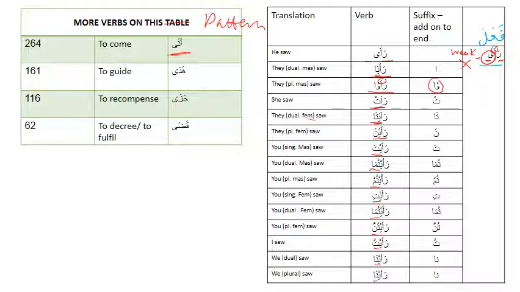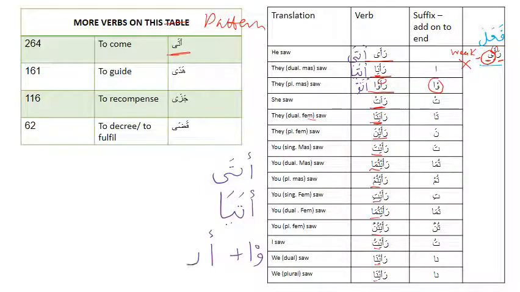Let's use another color, for example. It would just be ata, ataya, and then it would just be ataw. Okay, let me go this right over here. Ata, huwa ata, huma ataya. And then if you want to add waw, okay, then it would become ataw.